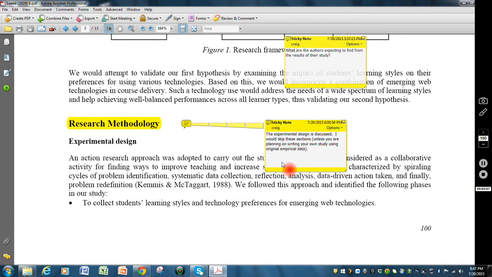So let's say you were going for your doctorate and you're at maybe the dissertation stage, or if you were planning on publishing your own original research using empirical data, I would kind of go past this section here. I think you're going to get hung up.